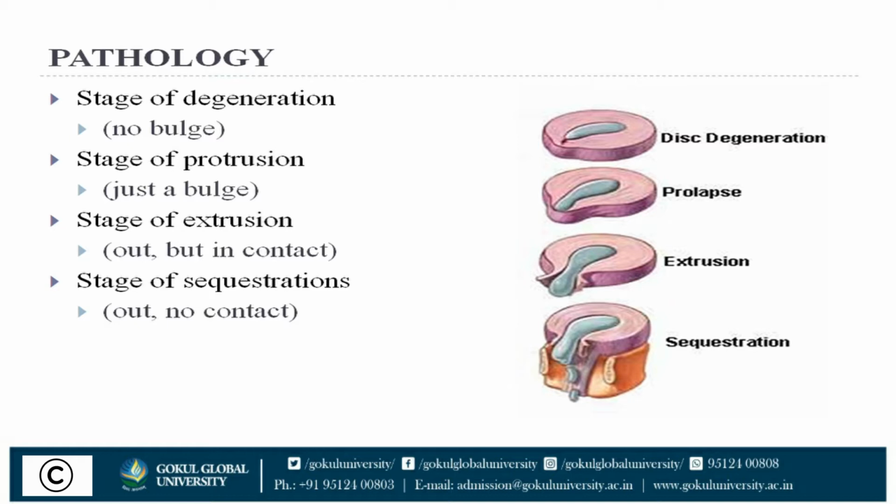Stage 1, stage of degeneration, means no bulging. Second stage, stage of protrusion, just bulge. Third stage, stage of extrusion, out but in contact with the parent disc. Stage of sequestration, out, no contact with the parent disc.